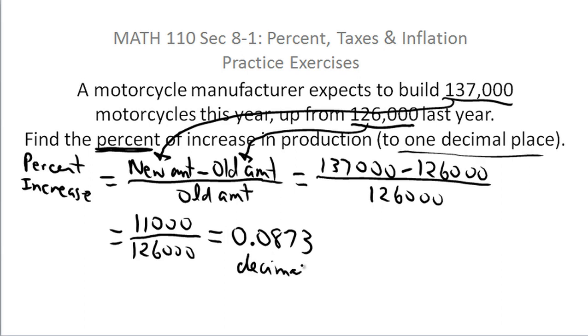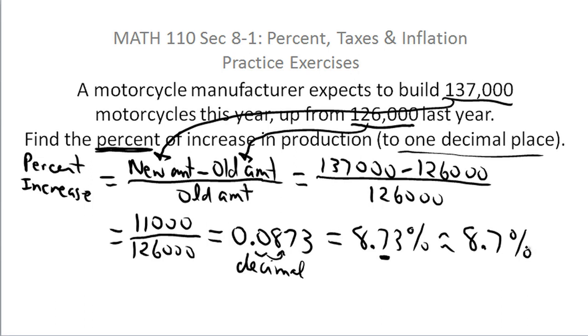It's not a percent. In order to convert it to a percent, I have to move the decimal 2 places to the right. So that becomes 8.73%. But they want me to round it to one decimal place, so I'm only going to round it to there. So to one decimal place, that becomes 8.7%. In addition to being careful with the arithmetic and setting it up right, you also have to pay attention to how it's asking you to round it.